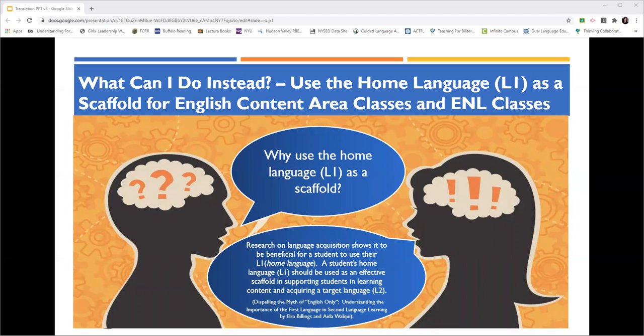Okay, so now that you have a good understanding of how to bridge language before you translate, we're going to focus on the second strategy, which is using the home language as a scaffold for English content area classes and ENL classes. So why do we want you to use the home language as a scaffold? Research on language acquisition shows it to be beneficial for a student to use their L1. A student's home language, or L1, should be used as an effective scaffold in supporting students in learning content and acquiring a target language. Again, being strategic rather than reverting to just translating everything for the student.